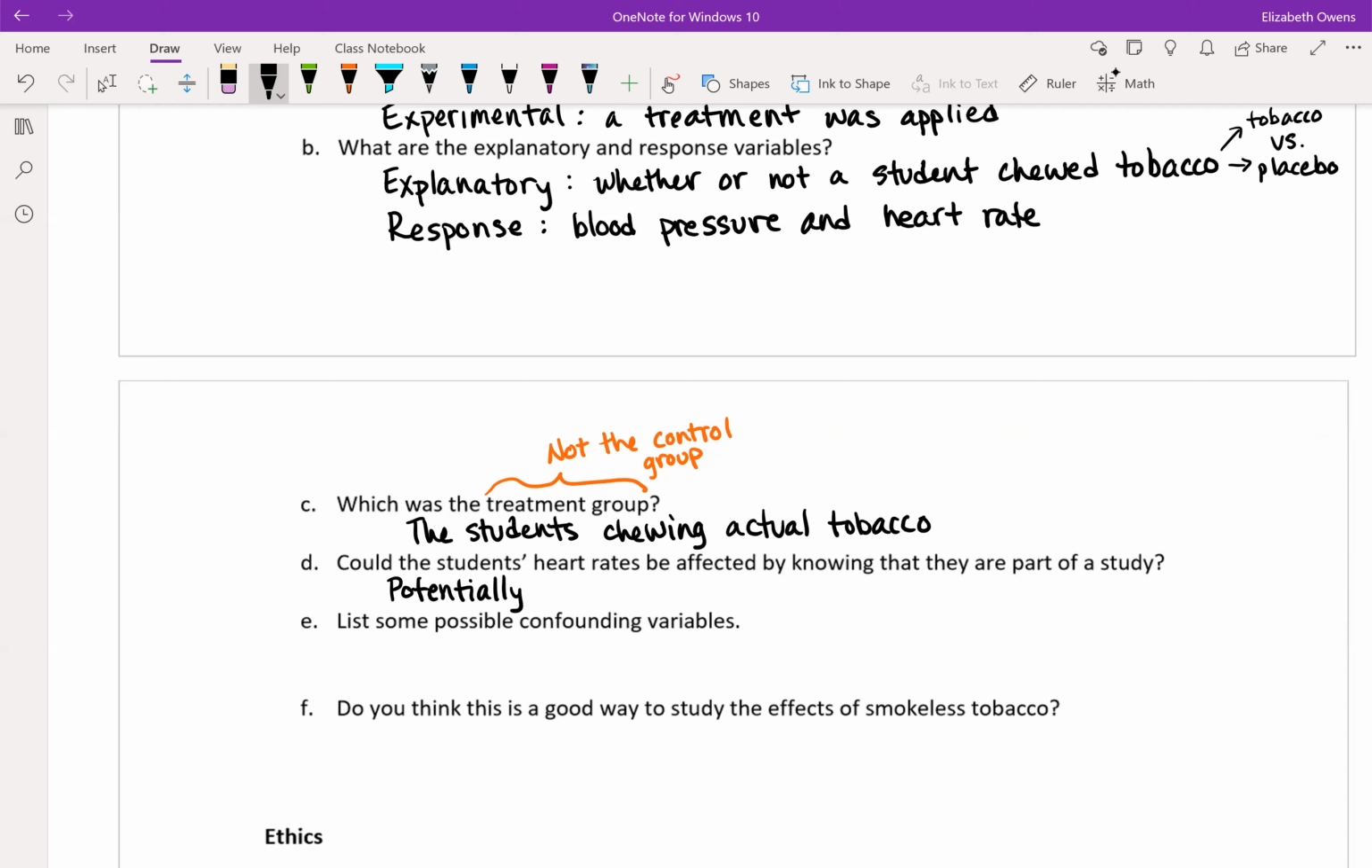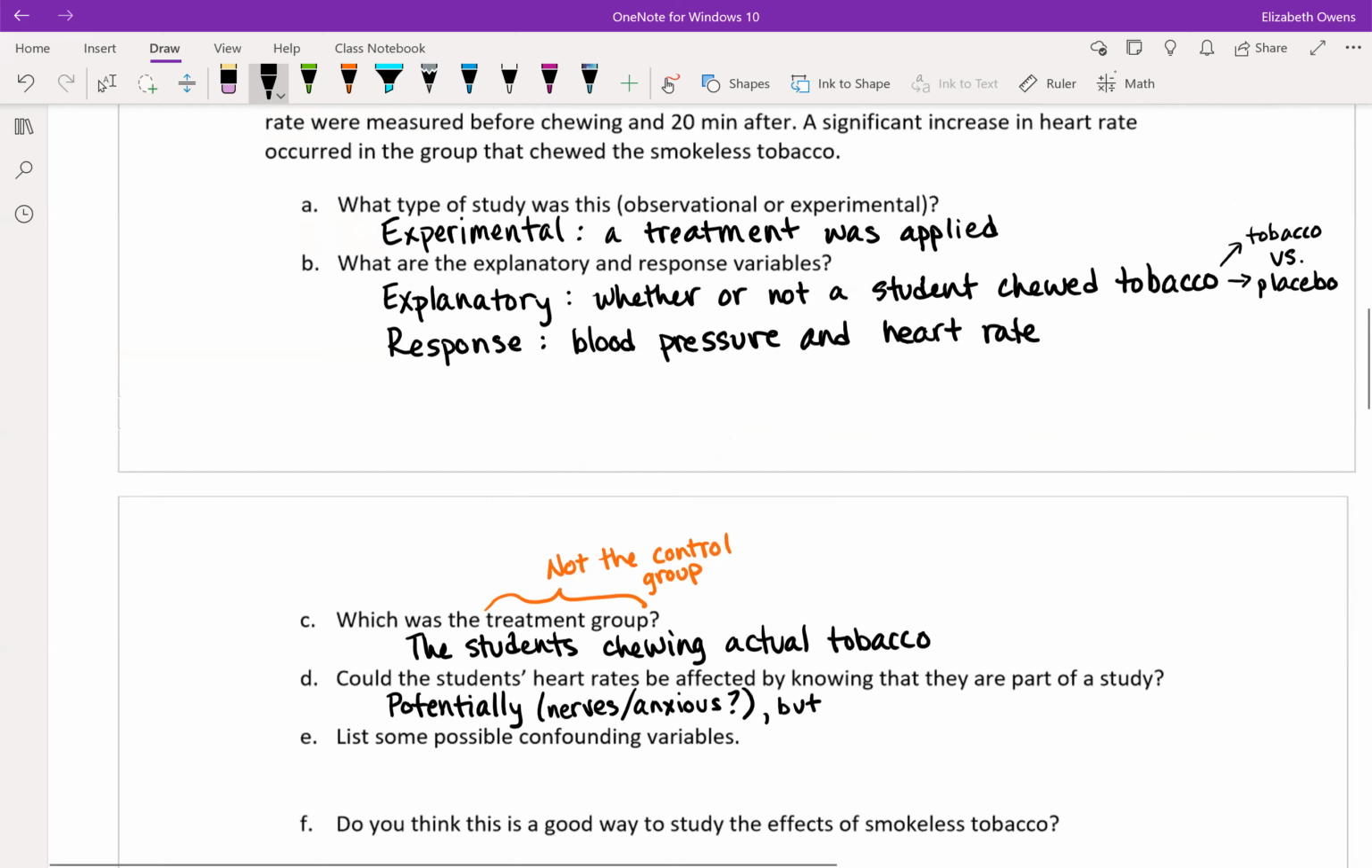Especially with the nature of this study, chewing tobacco, maybe there's some hesitation or some sort of nervousness about it. Sometimes people just get anxious knowing that they are being looked at as part of a study. So I think there is some potential there, like if students are nervous or anxious to be part of this. But it probably would not have that big of an effect on the results, because it should be pretty equal across both groups.